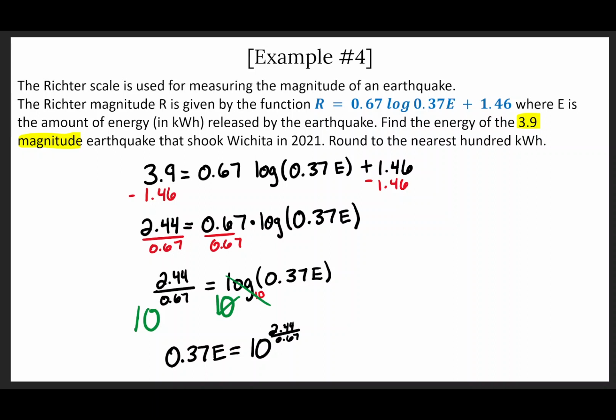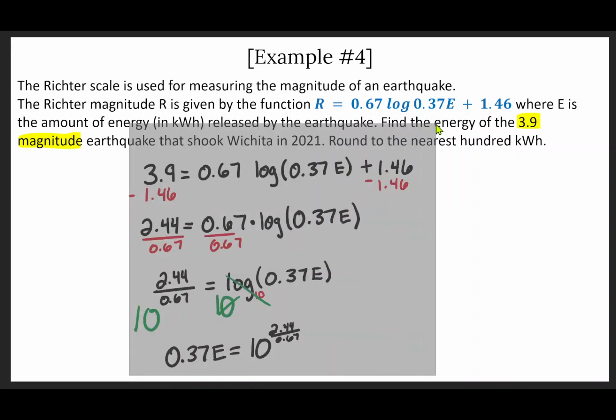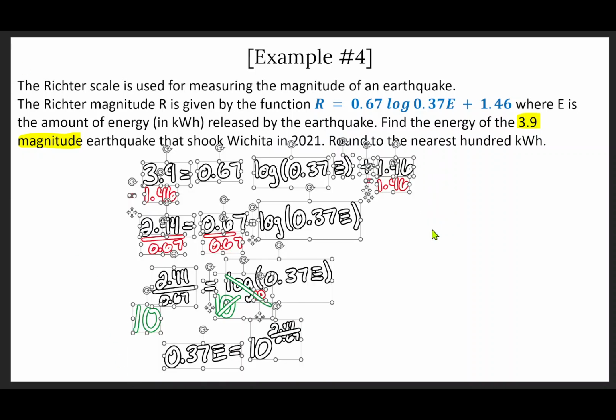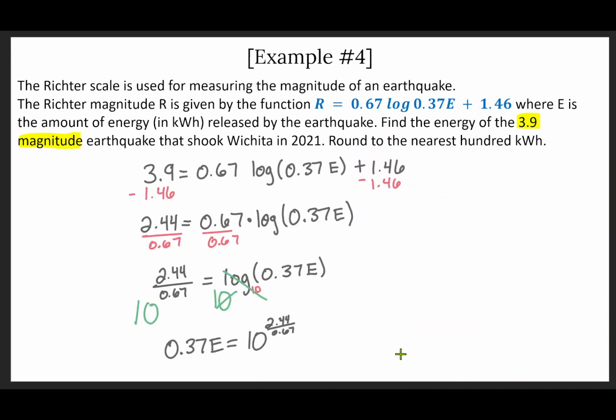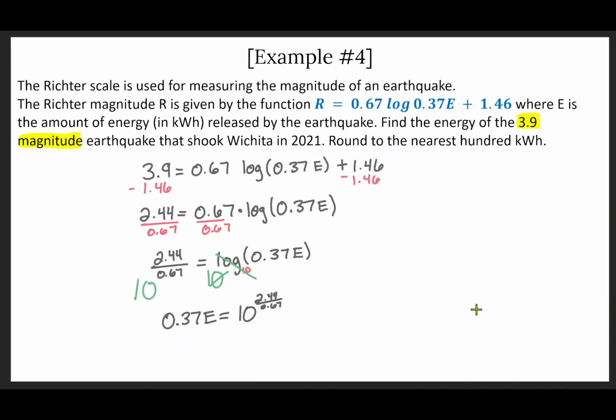Last step, e is already fair game, so we can divide away 0.37. Let me make myself a little bit more room here. I wrote kind of big. There we go. All right, I need to divide away the 0.37 from both sides. That'll at least tell me what I'm going to type in my calculator. Yikes, that's a weird looking exponent. Just be careful when we're typing this in here.